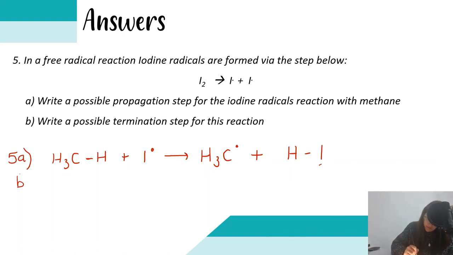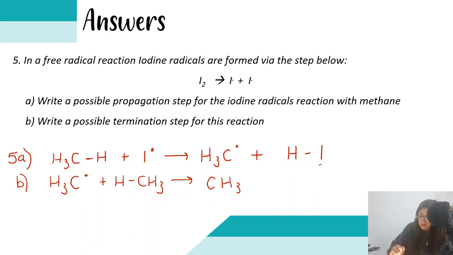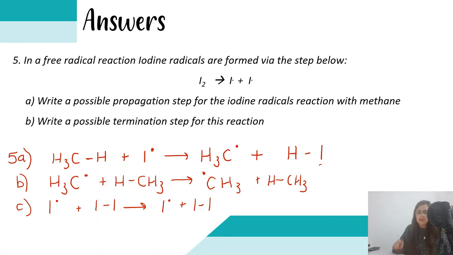Another possible propagation step would be if we had our CH3 radical reacting with another methane molecule. And that would create a new CH3 radical and a new molecule of methane. And finally, we could have the iodine free radical reacting with a molecule of itself, of iodine, to create a new iodine free radical plus a new molecule of iodine.